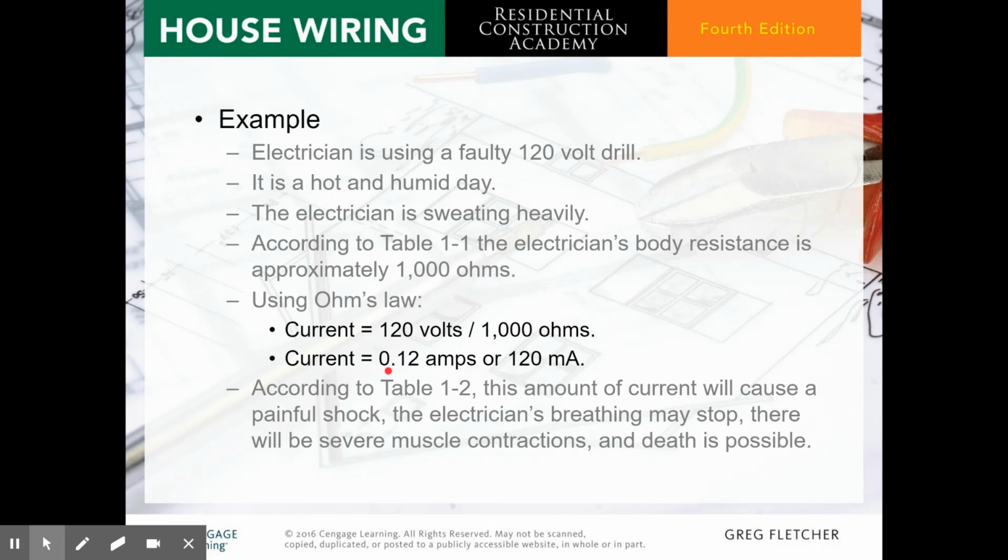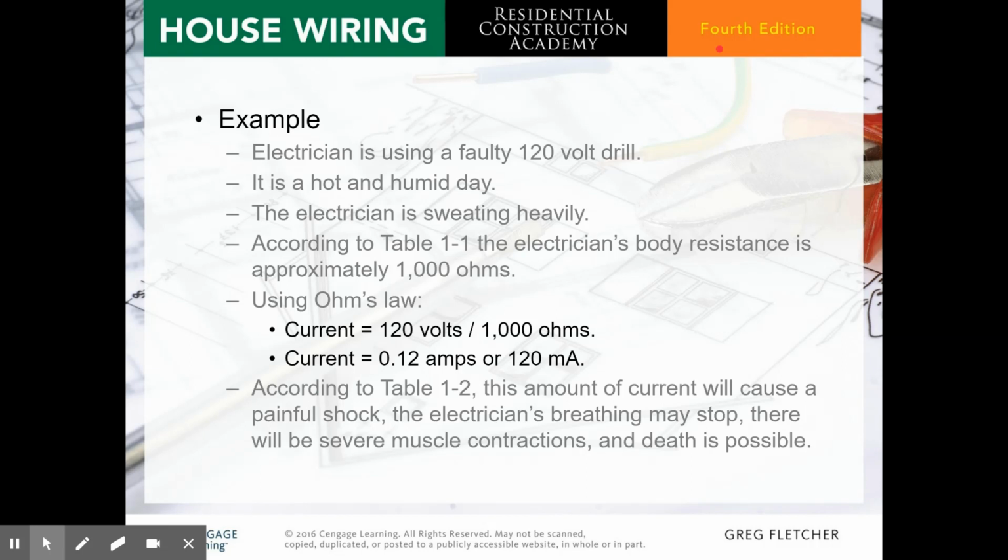As an example, an electrician is using a faulty 120 volt drill. It's a hot and humid day. The electrician is sweating heavily. According to table 1.1, the electrician's body resistance is approximately 1000 ohms. Using Ohm's law, we can figure out what the current is. So we have 120 volts divided by 1000 ohms. So the current equals 0.12 amps or 120 milliamps.